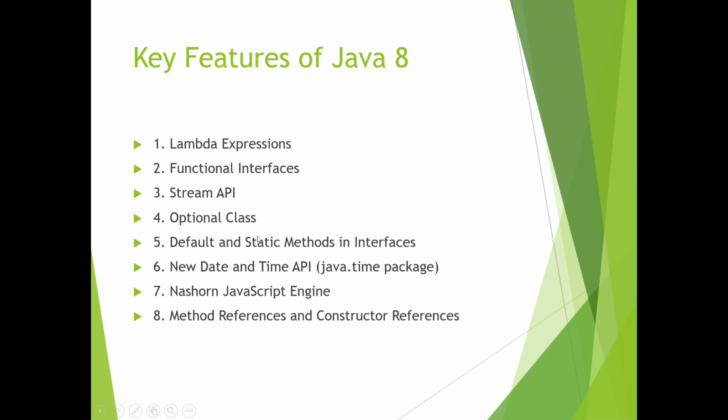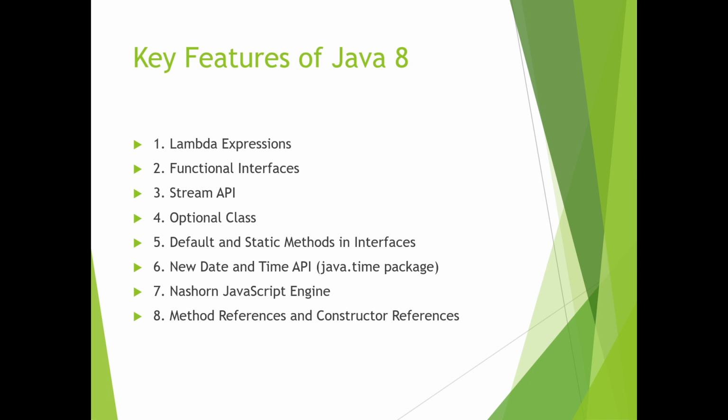Now let's come to default and static methods in interface. Default methods, I think you know that. We have a functional interface, right? A functional interface can contain default methods, and within a default method you can define the body. So now an interface can have real code inside it, not just rules. This is called default methods.